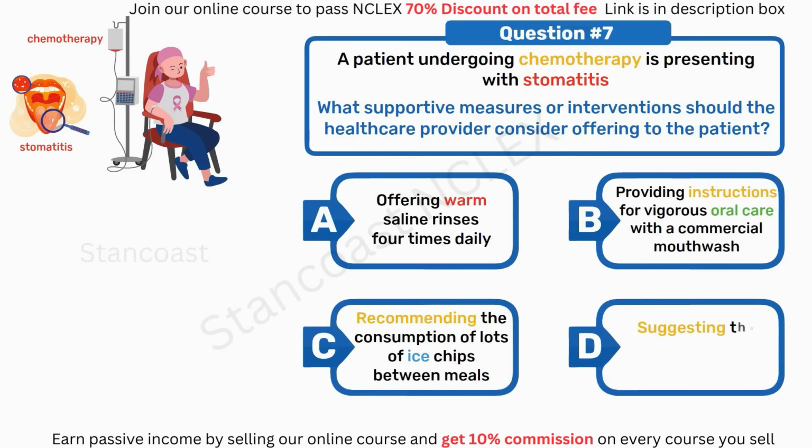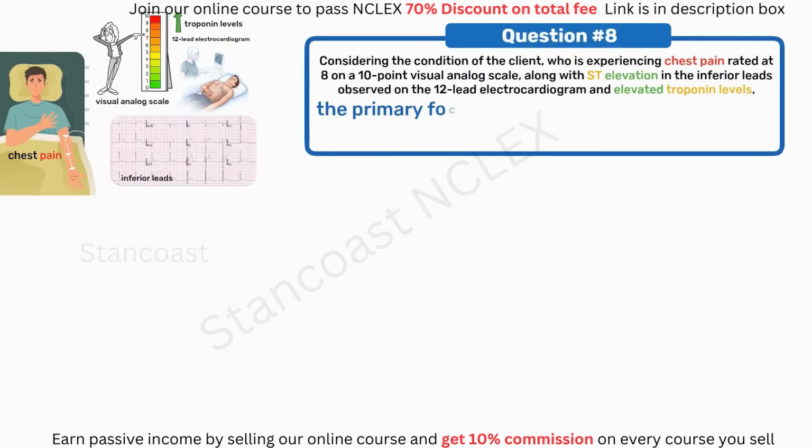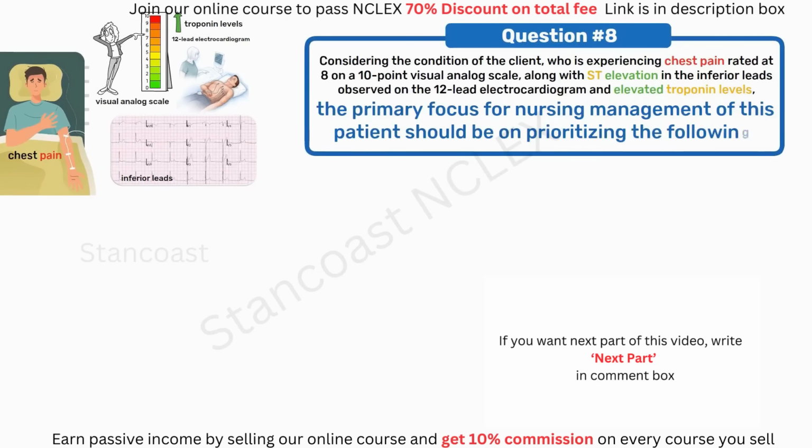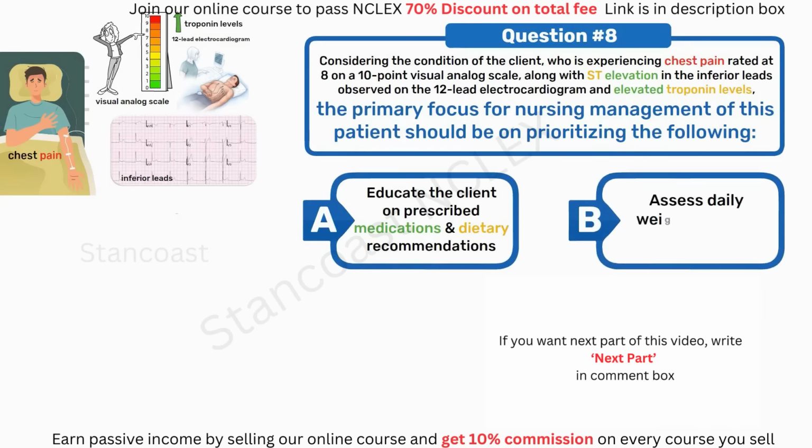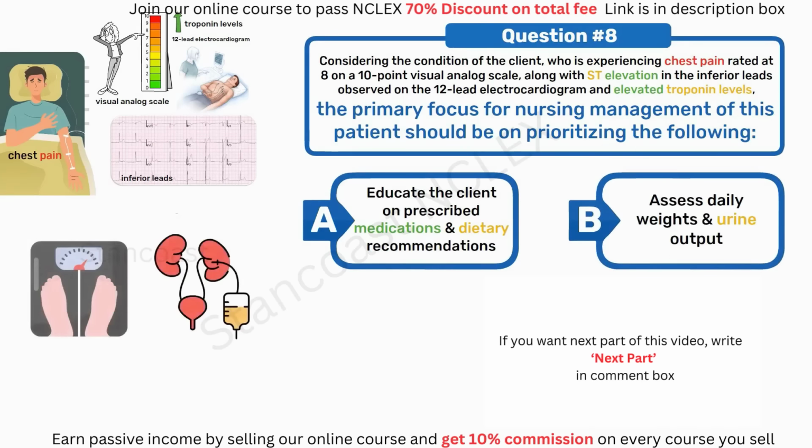Consider the condition of a client who is experiencing chest pain rated at 8 on a 10-point visual analog scale, along with ST elevation in the inferior leads observed on the 12-lead electrocardiogram and elevated troponin levels. The primary focus for nursing management of this patient should be on prioritizing which of the following: A. Educate the client on prescribed medications and dietary recommendations. B. Assess daily weights and urine output. C. Implement measures to alleviate pain and reduce myocardial oxygen demand. D. Permit unrestricted visitation by family and friends.